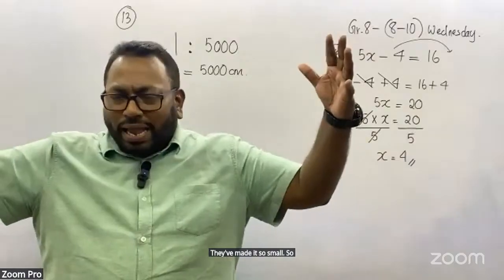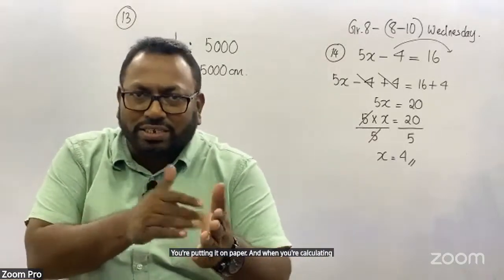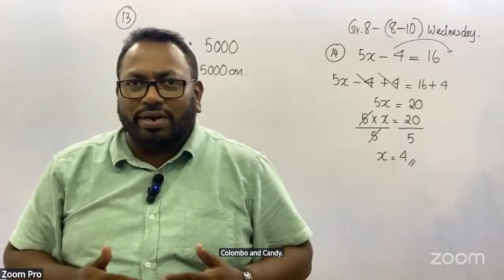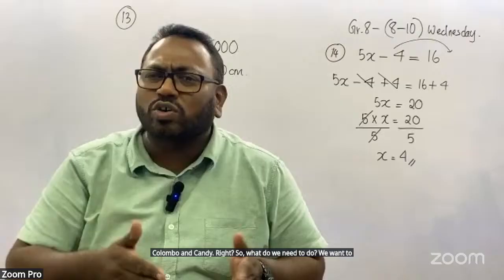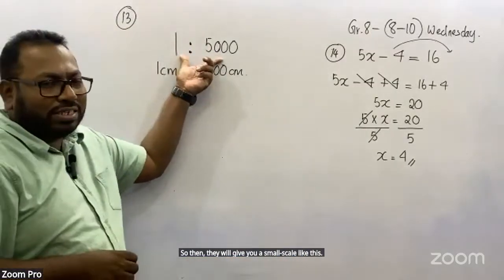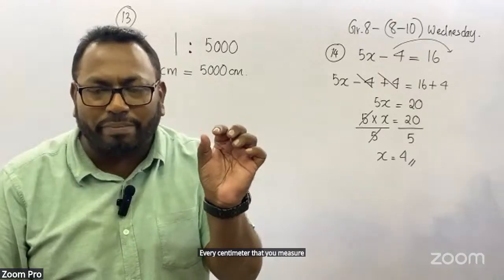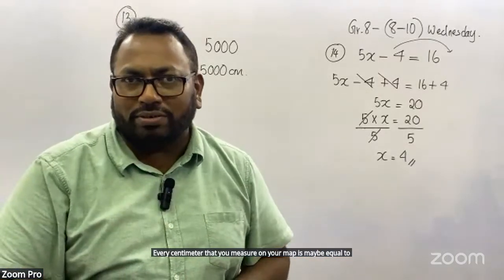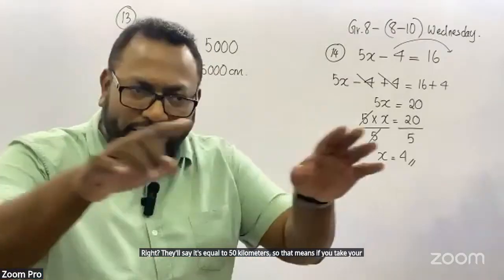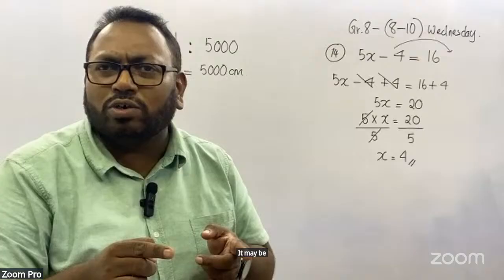So what you are doing is you are bringing the actual size of Sri Lanka and putting it on paper, and when you are calculating the distance between two places in Sri Lanka, let's say for example Colombo and Kandy, right? We want to see what is the actual distance between Colombo and Kandy. So then they will give you a small scale like this on the side, and on that scale they'll say, okay, every centimeter that you measure on your map is maybe equal to 50 kilometers. So if you take your ruler and measure the distance between Colombo and Kandy on your Sri Lankan map, it may be about 2 centimeters.